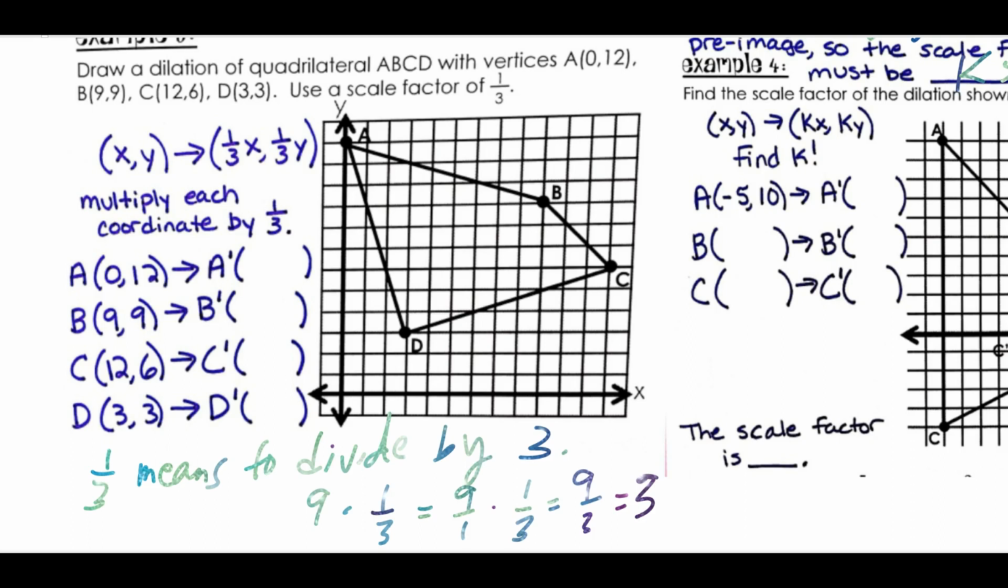I know I said that fast. So again, if I take a scale factor of 1/3, that means to divide by 3. So that's what that means, all right? Is this going to be larger or smaller? Is this going to make this larger or smaller? K is less than 1, so it's going to reduce the image.